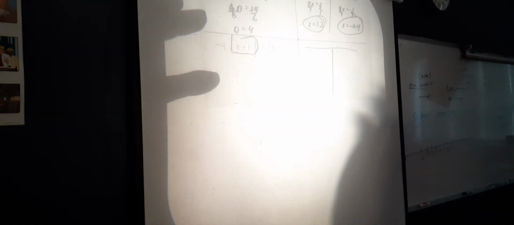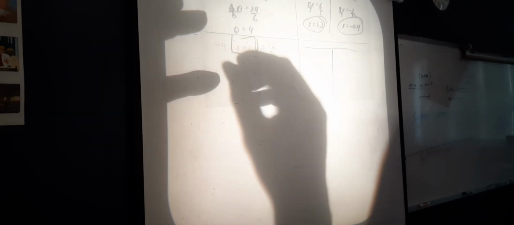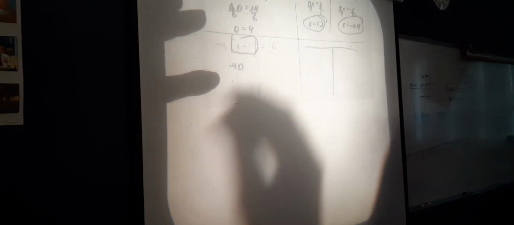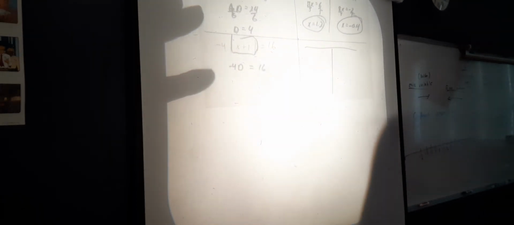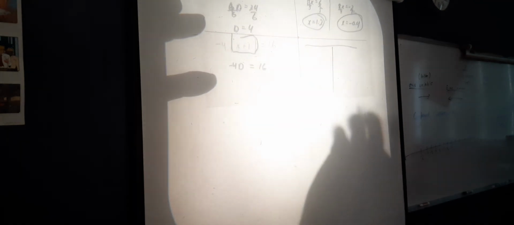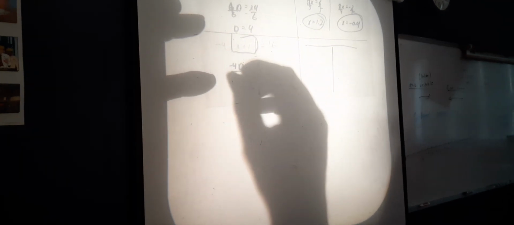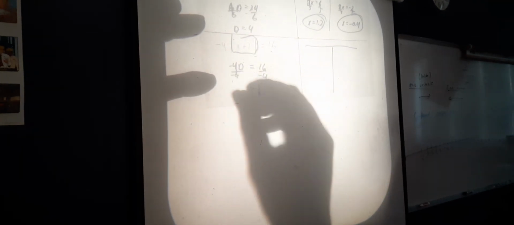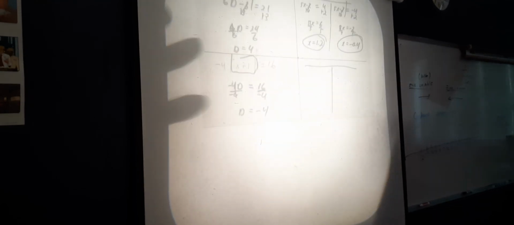Replace your absolute value with d. You're going to have a negative 4 in front as a multiplication operation equals 16. Then divide by negative 4 on both sides, and d equals negative 4.